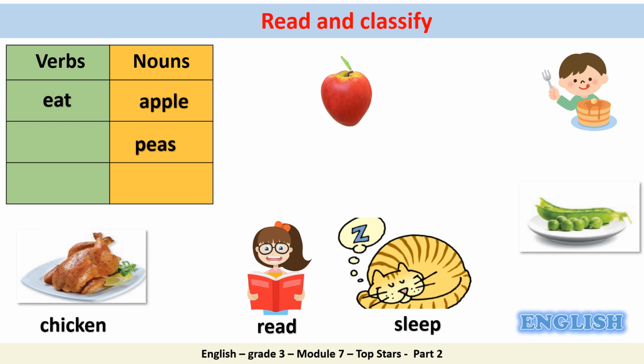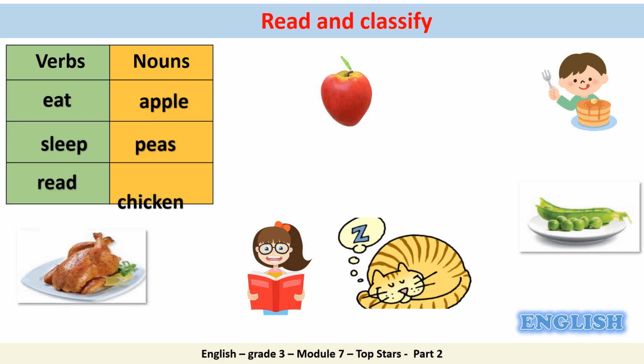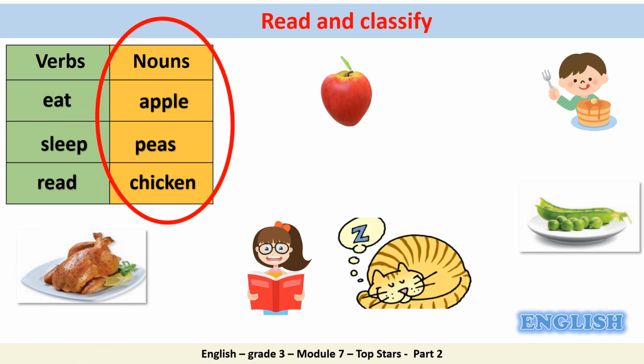Picture number 4. The cat is sleeping. Sleep is a verb. Picture number 5. She is reading. Read is a verb. And the last picture is chicken. Chicken is a noun. Today we will focus on nouns.